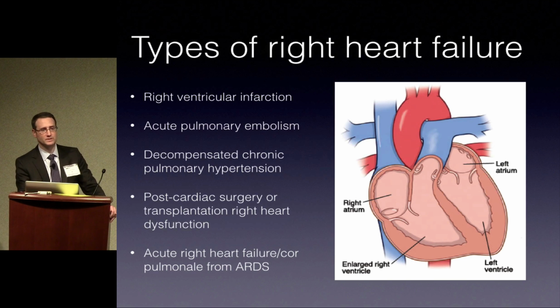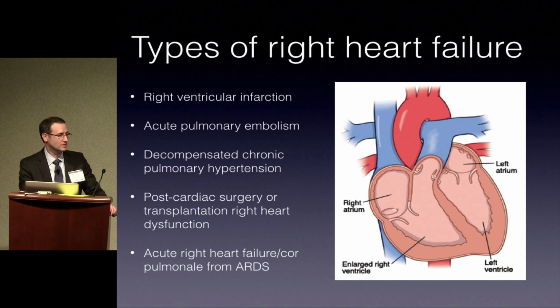We see a number of different types, and so I want to be specific about what we're talking about for this particular lecture. There's RV failure, which is related to people who've had RV infarction. That's a pump problem and requires either a mechanical solution or an inotropic solution. Typically what we focus on mostly for that patient population is just giving them fluids.